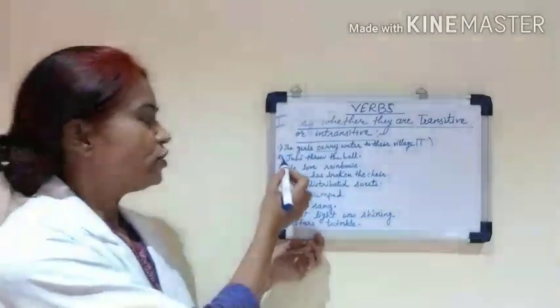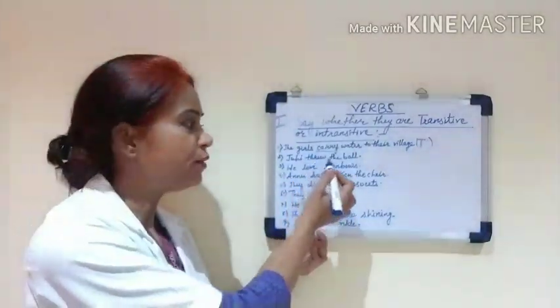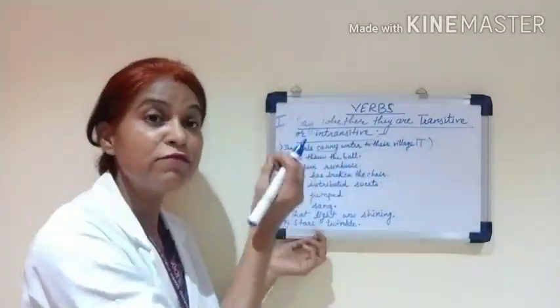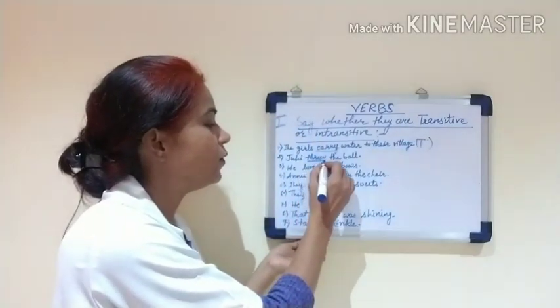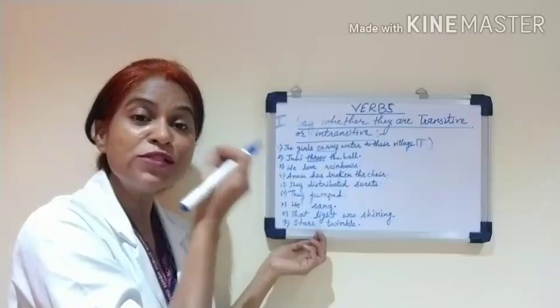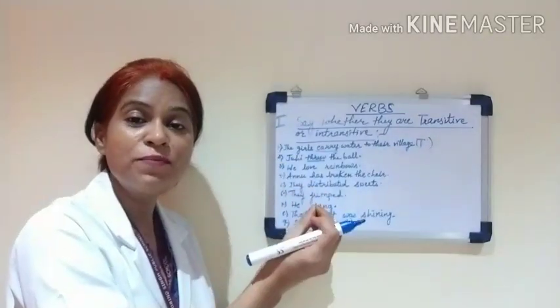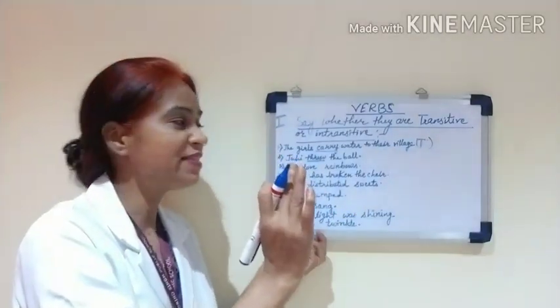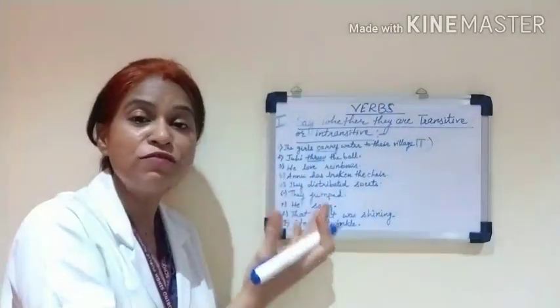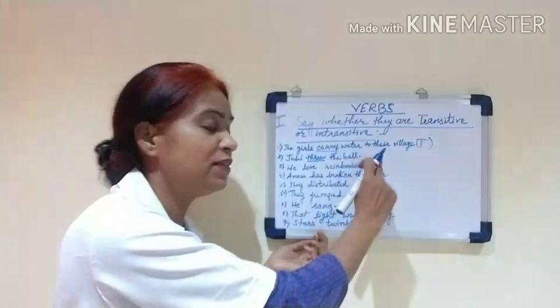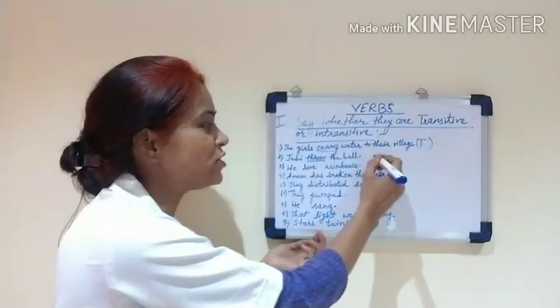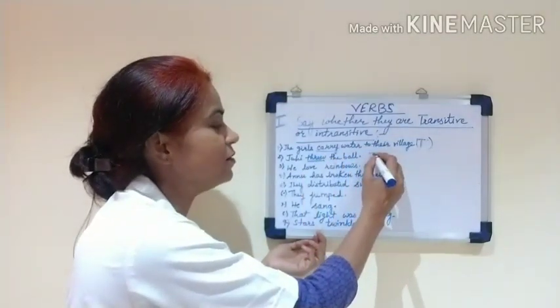Next, Juhi threw the ball. Pick out verb first. Threw is verb. This verb also demands an object to complete the sentence. You ask a question from yourself. What threw? You will get the answer, the ball. So this is also a transitive verb.